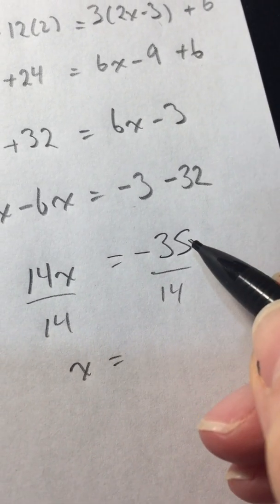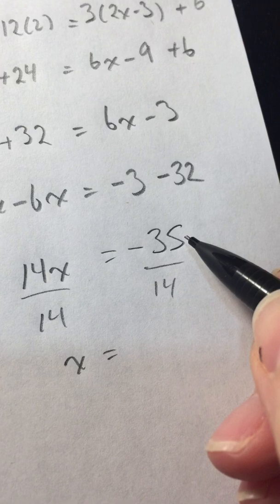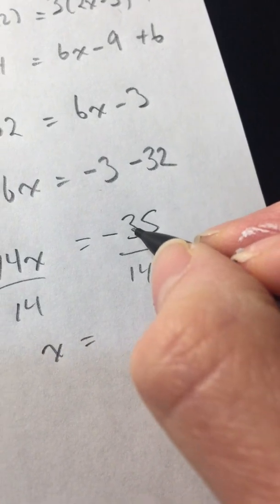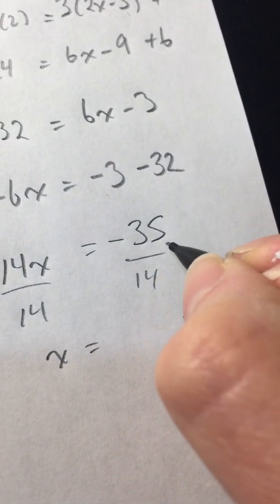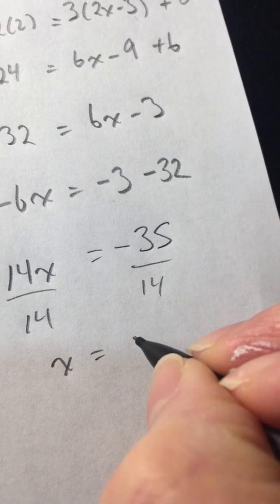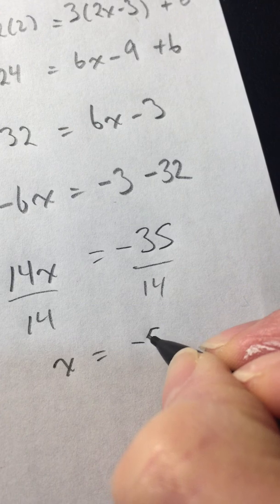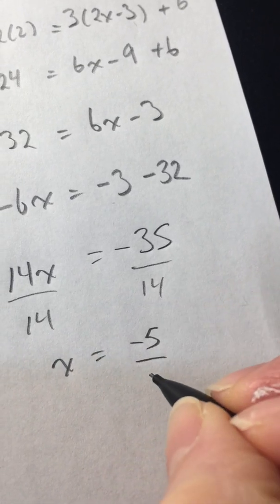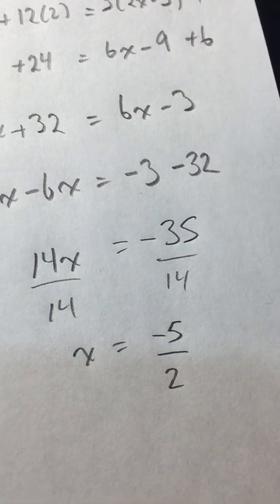I know that 7 goes into 35 5 times. So I'm dividing both by 7. 7 goes into 35 5 times, so -5. And 7 goes into 14 twice. So I've just reduced the fraction.